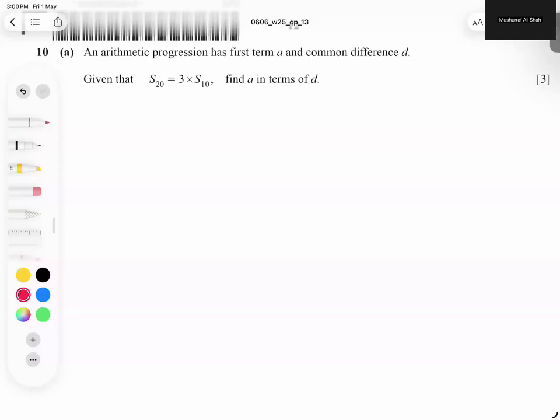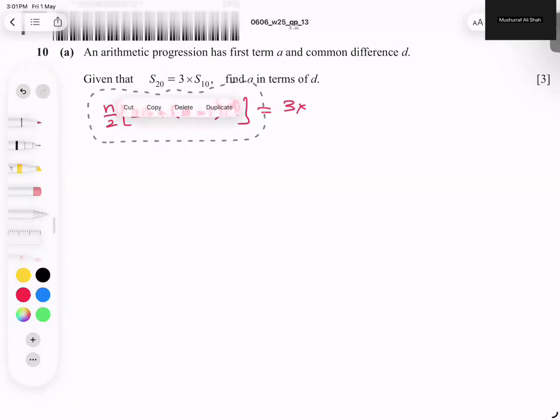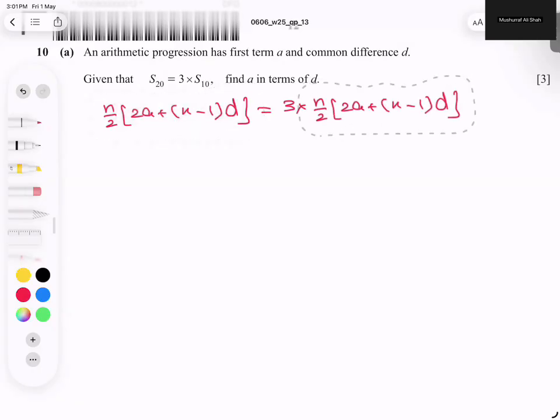Question number 10, students, we have an arithmetic progression with first term a and common difference d. There are some formulas given, students, and we have to make a the subject. So what is the sum formula, students? If you remember, n over 2 into 2a plus n minus 1 into d. The same formula I'm going to apply here. So I'm copying and pasting it there. So this idea is very clear.